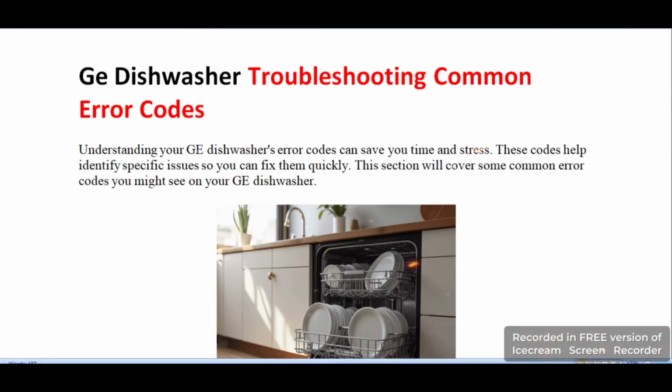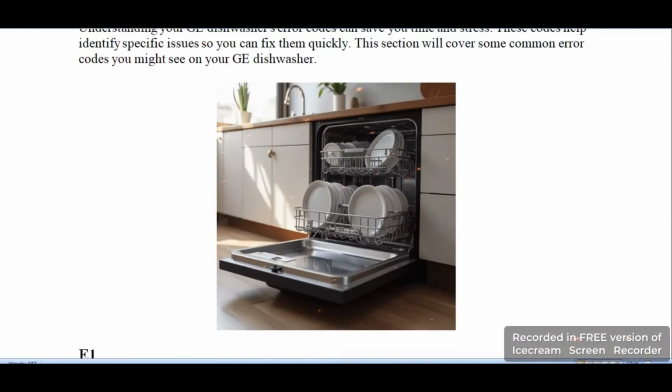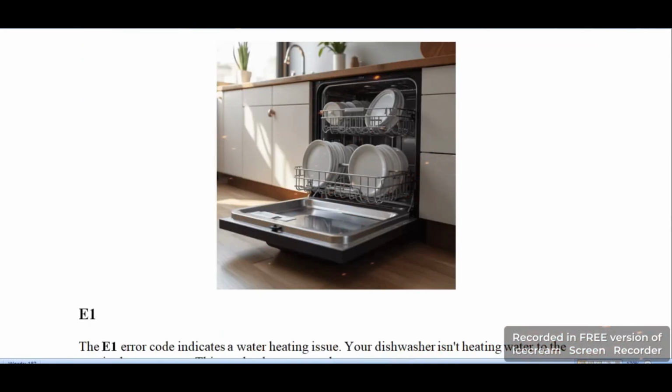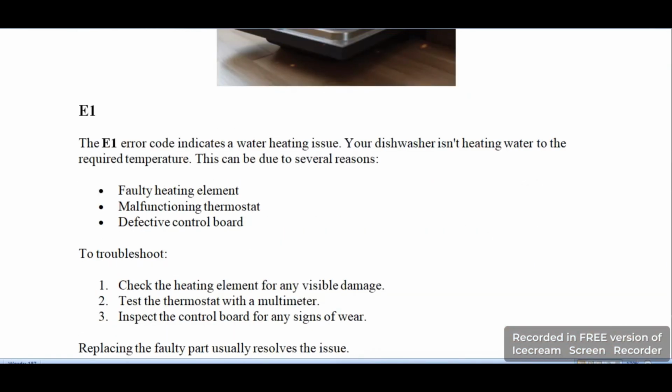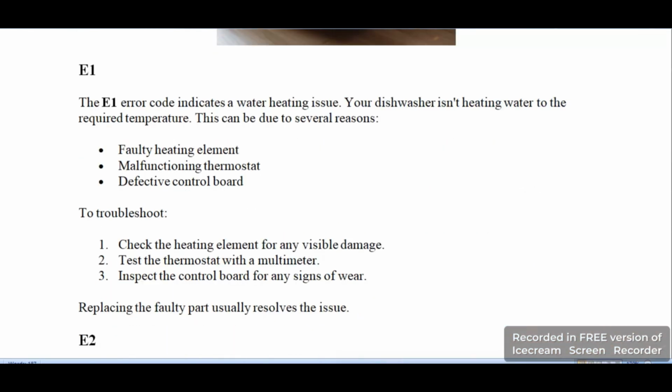E1. The E1 error code indicates a water heating issue. Your dishwasher isn't heating water to the required temperature. This can be due to several reasons: faulty heating element, malfunctioning thermostat, defective control board.